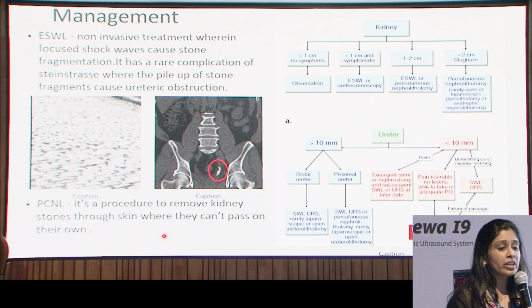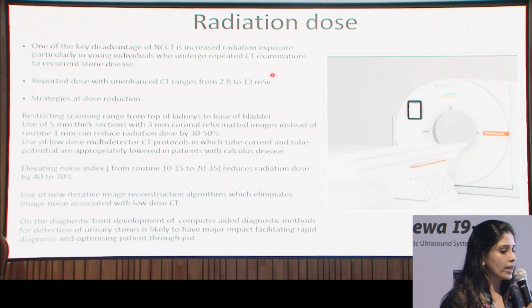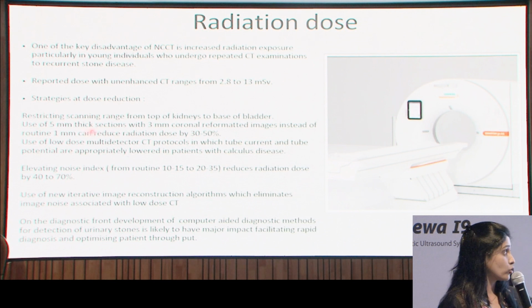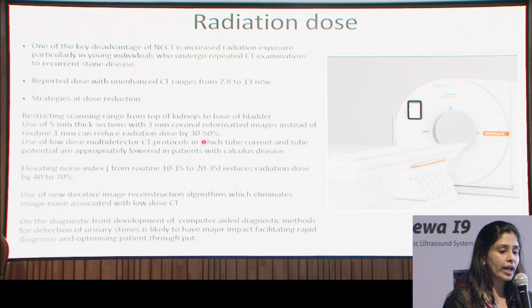Radiation dose is one of the key concerns that comes along with NCCT. Some of the strategies I would suggest for dose reduction include restricting the scanning range from the top of the kidneys to the base of the bladder, which we can further reduce by using 5 mm thick sections instead of the routine 1 mm sections. That is reducing radiation dose by 30 to 50%. Also, automatic tube current and potential modulation can be used alongside elevating the noise index as one such measure.